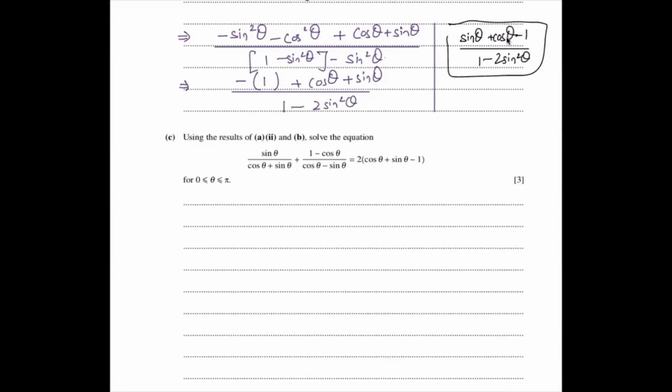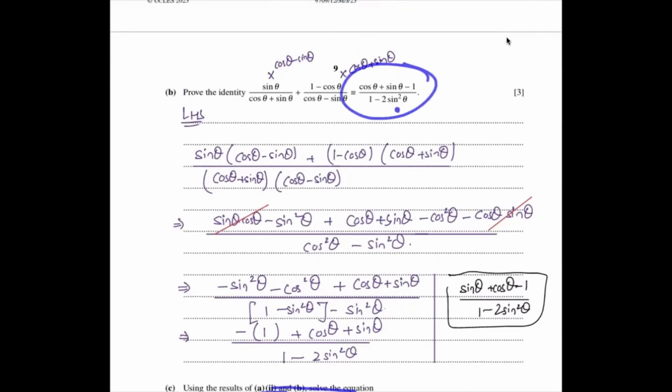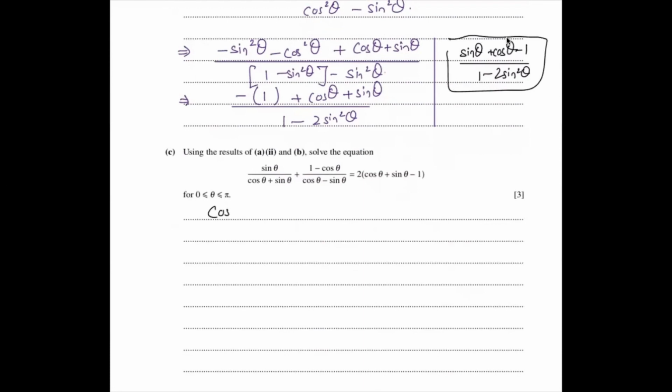All right. Now, part C says using the result of A, part 2 and B, solve the equation. So sine theta upon cos theta plus sine theta minus 1 minus cos theta upon cos theta minus sine theta. This is basically identical to the one we have shown over here. That is cos theta plus sine theta minus 1. So I'm going to replace this by writing cos theta plus sine theta minus 1 divided by 1 minus 2 sine square theta. Okay. So the left hand side is actually equal to this. We have shown it.